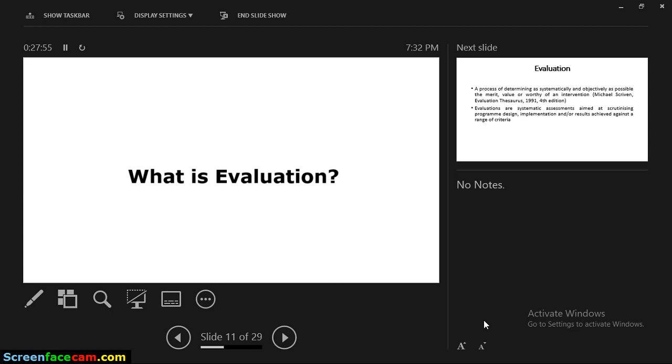Evaluation is measuring the activities achieved against the set goals. Wonderful. Measuring what we've achieved against what was planned, right? Doing the analysis of whatever we had put in our plan against what we've achieved.